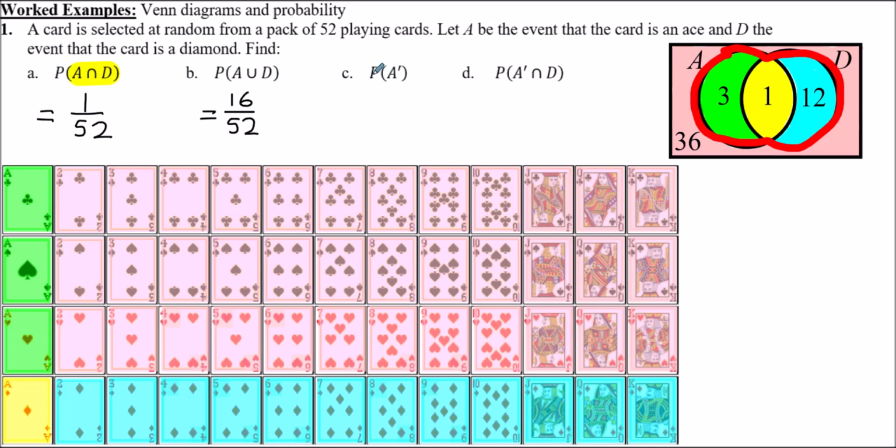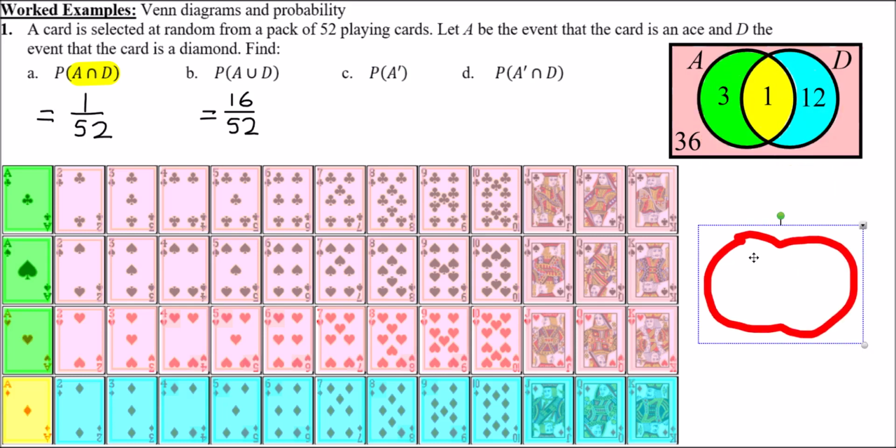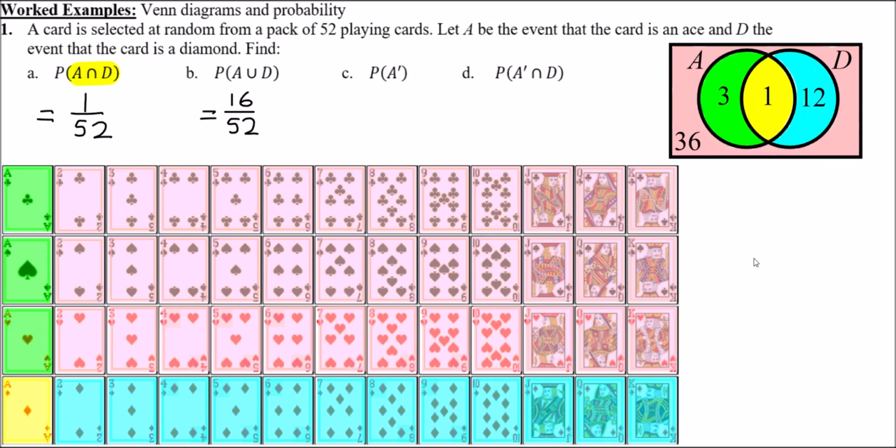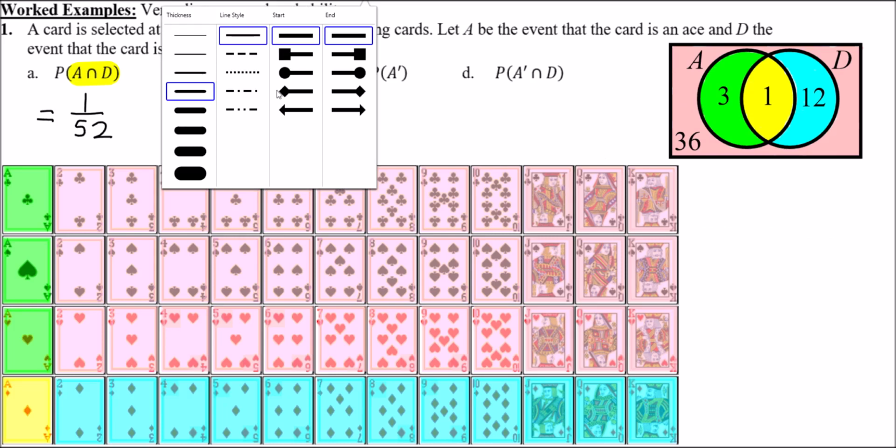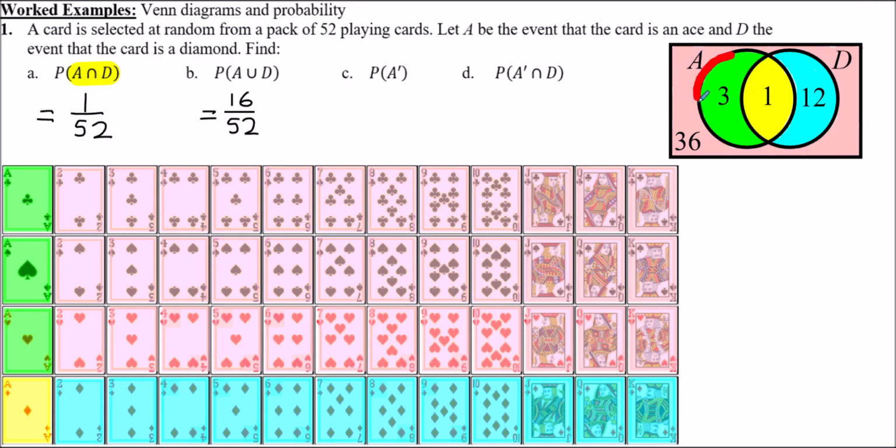This one here, the probability that it's not A, A dashed. So it's everything outside of this A circle. If I just get rid of what I drew on earlier and delete that, everything outside of the A circle is everything excluding what's in red.